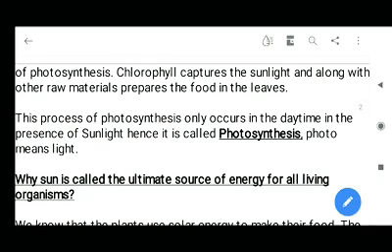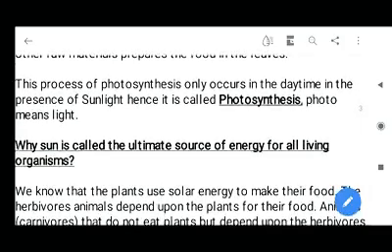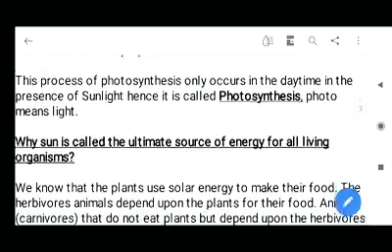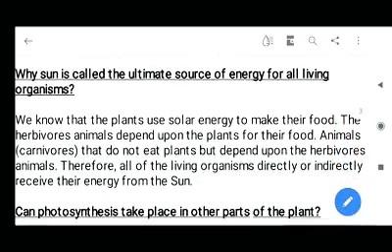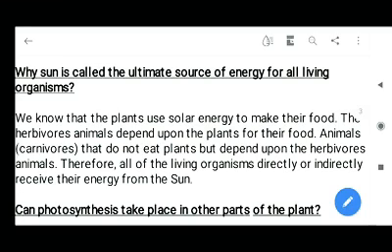The process of photosynthesis only occurs in the daytime in the presence of sunlight. That's why it is called photosynthesis. Here photo means light and synthesis means to synthesize. So in short, photosynthesis means to synthesize with light. Now, why is the sun called the ultimate source of energy for all living organisms? As we all know, plants use solar energy to make their food. The herbivorous animals depend upon the plants for their food. Animals such as carnivores do not eat plants but depend upon herbivorous animals. Therefore, all living organisms directly or indirectly receive their energy from the sun.